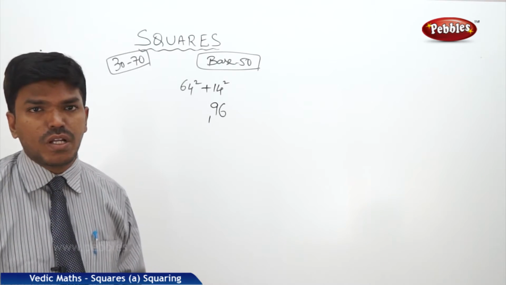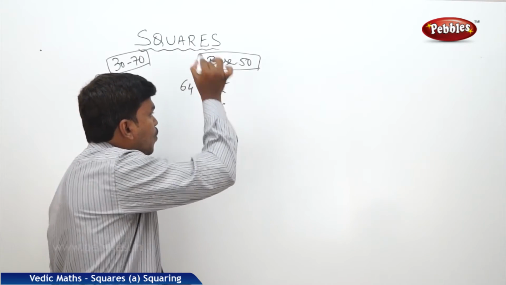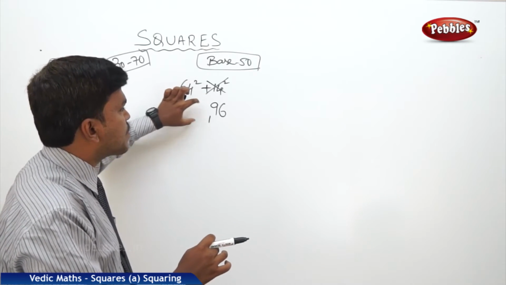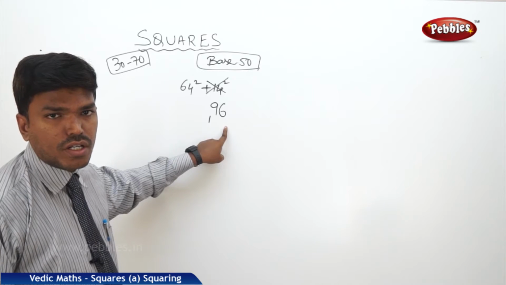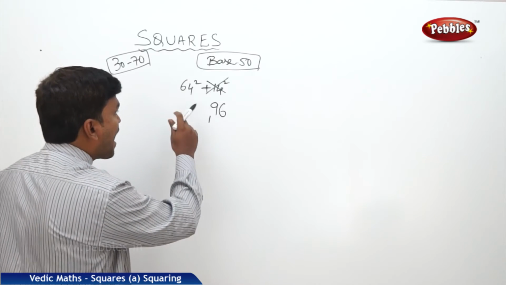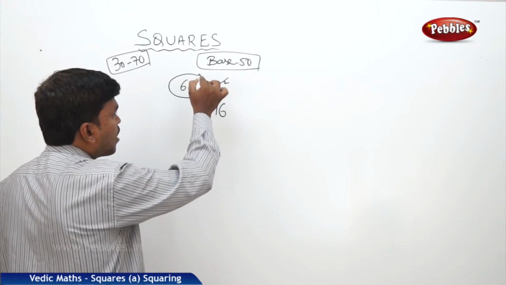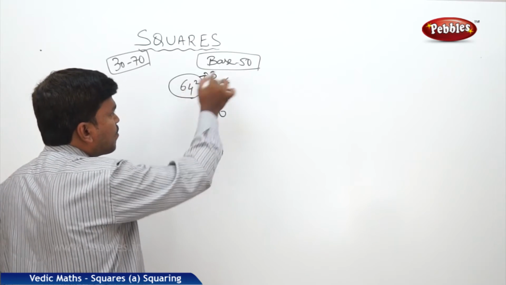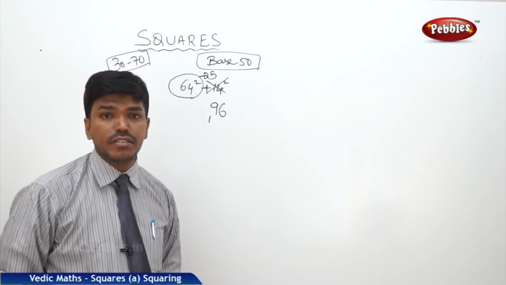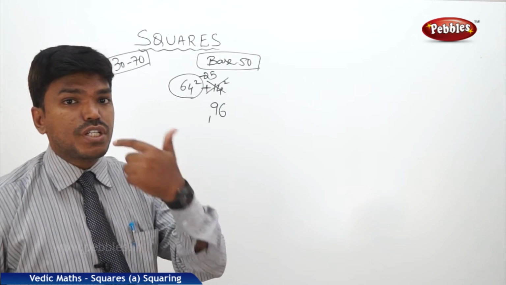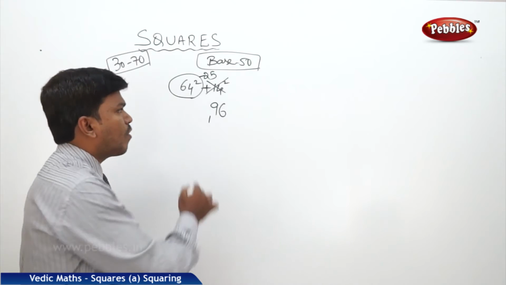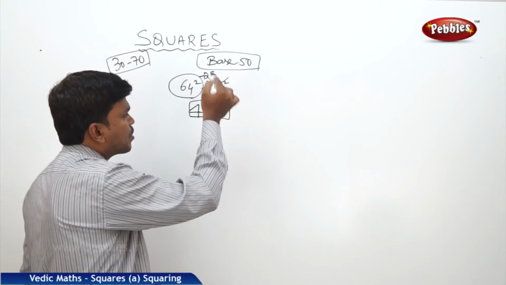Now ignore this 14, the excess number, for some time. This is the right side part of the answer we got. Now to get the left side part of the answer, subtract 25 from the main number we have taken. 64 minus 25 is 39. 39 plus 1 carry is 40. So our answer is 4096.